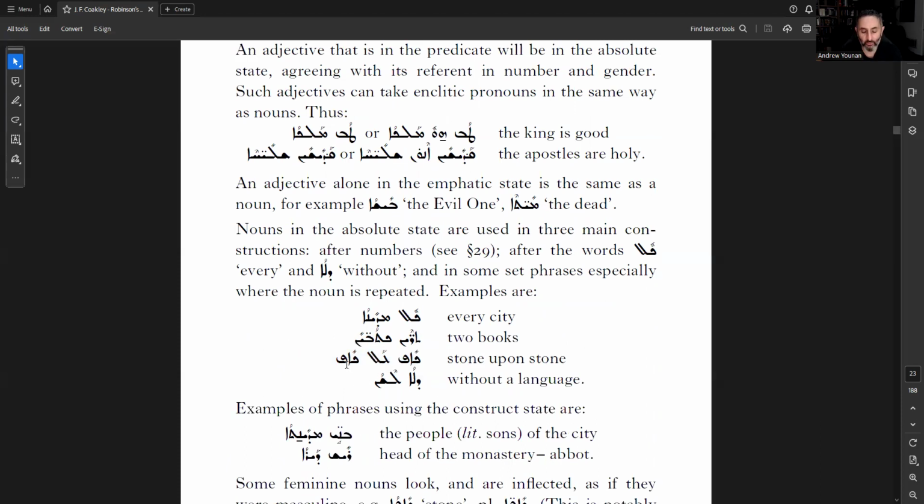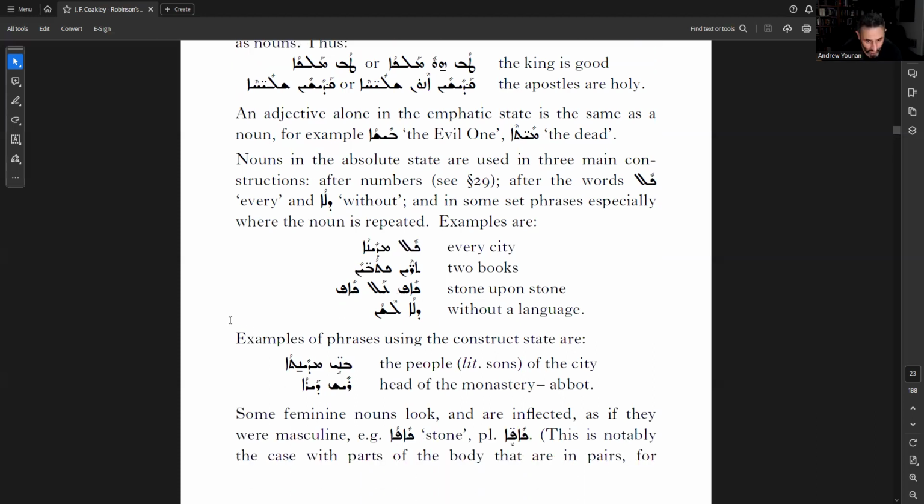Dla lishan, without language. The word dla also takes the absolute state: without dla, lishan, without language. I guess that would mean like a barbarian or something like that. Okay. Examples of phrases using the construct state.